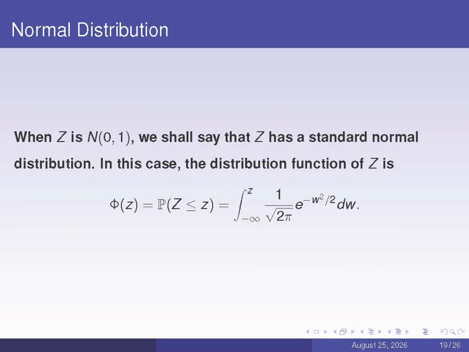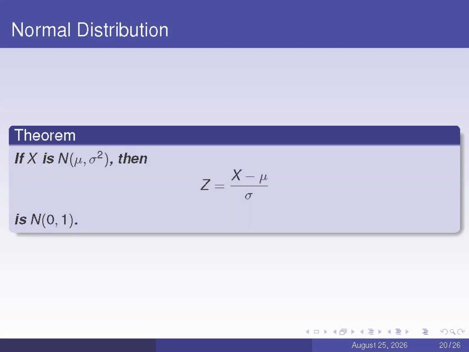When a random variable z is N(0, 1), that is, when the parameter mu equals 0 and the parameter sigma equals 1, we call z a standard normal distribution, whose distribution function is shown in the last line. This theorem states that if the random variable x is N(mu, sigma squared), then the random variable z in line 2 is N(0, 1).